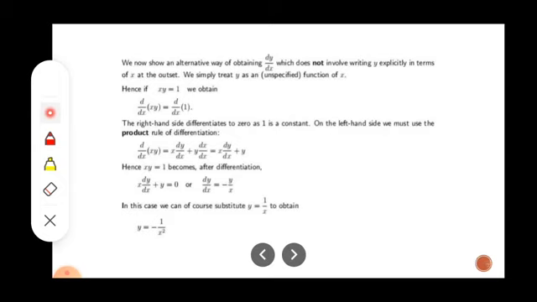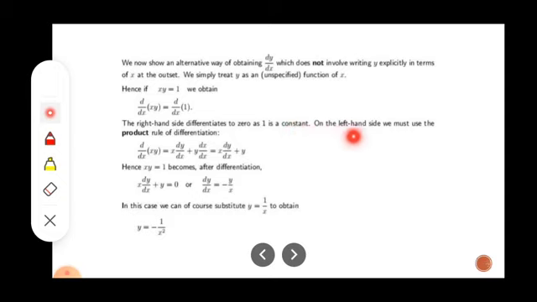We now show an alternative way of obtaining dy over dx which does not involve writing y explicitly in terms of x at the outset. We simply treat y as an unspecified function of x. Hence, if xy is equal to 1, we obtain d over dx of xy equals d over dx of 1. The right hand side differentiates to 0 as 1 is a constant.